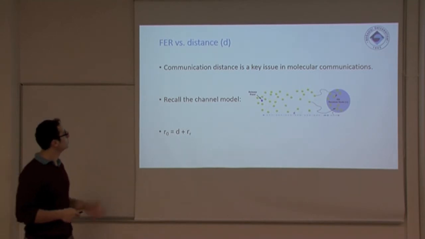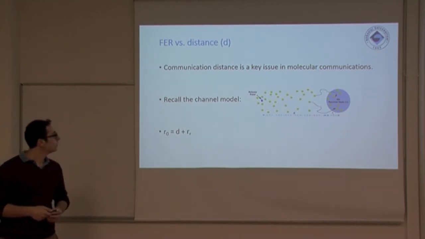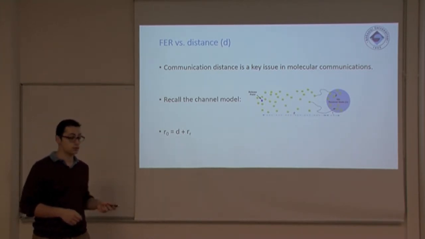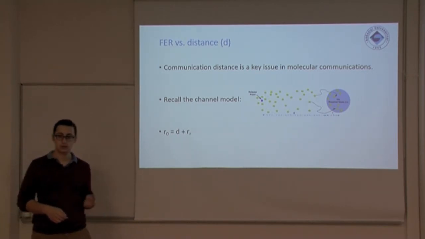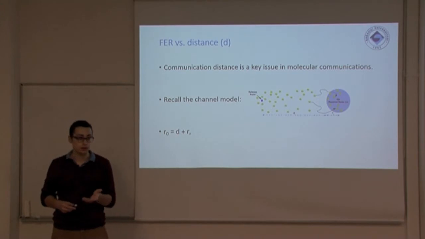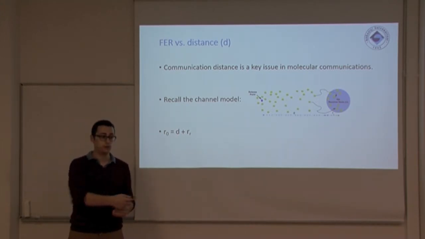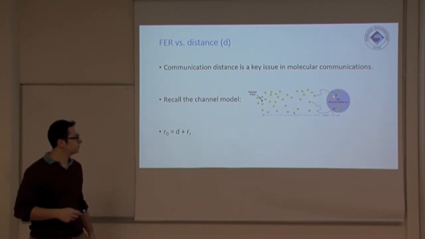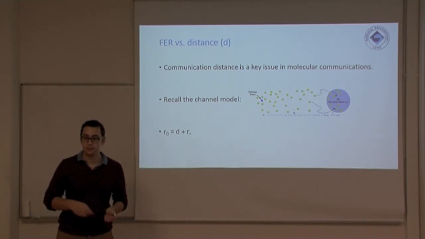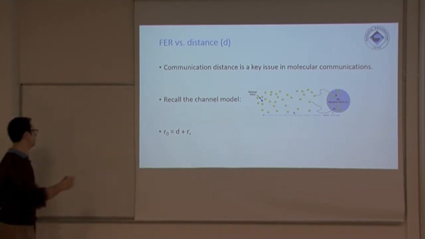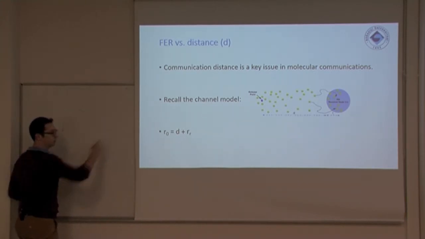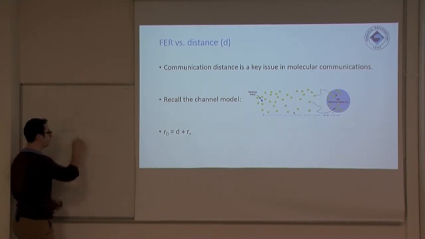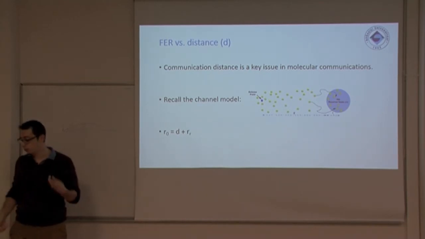Okay. So, what happens with distance? Communication distance, remember we talked about it in the beginning, is a key issue in molecular communications. It's low, and it limits our ability to convey information to receivers farther away from us. The higher this distance d is, remember the channel response was like this, and the farther away you get, it goes like this, and like this. The overall signal, the area under the curve, gets attenuated more and more.